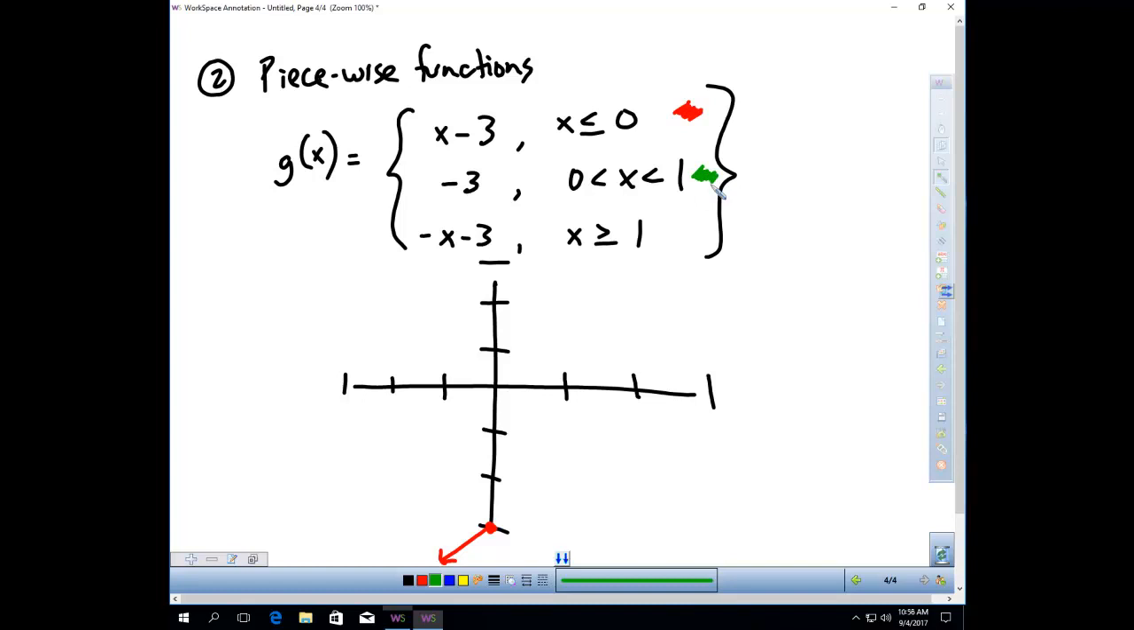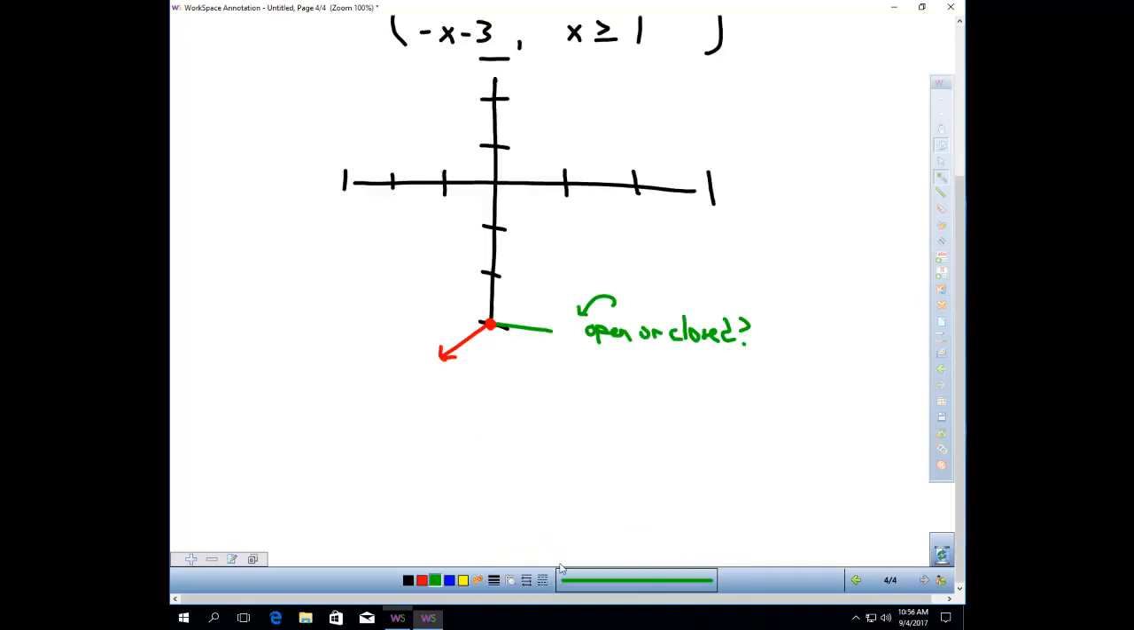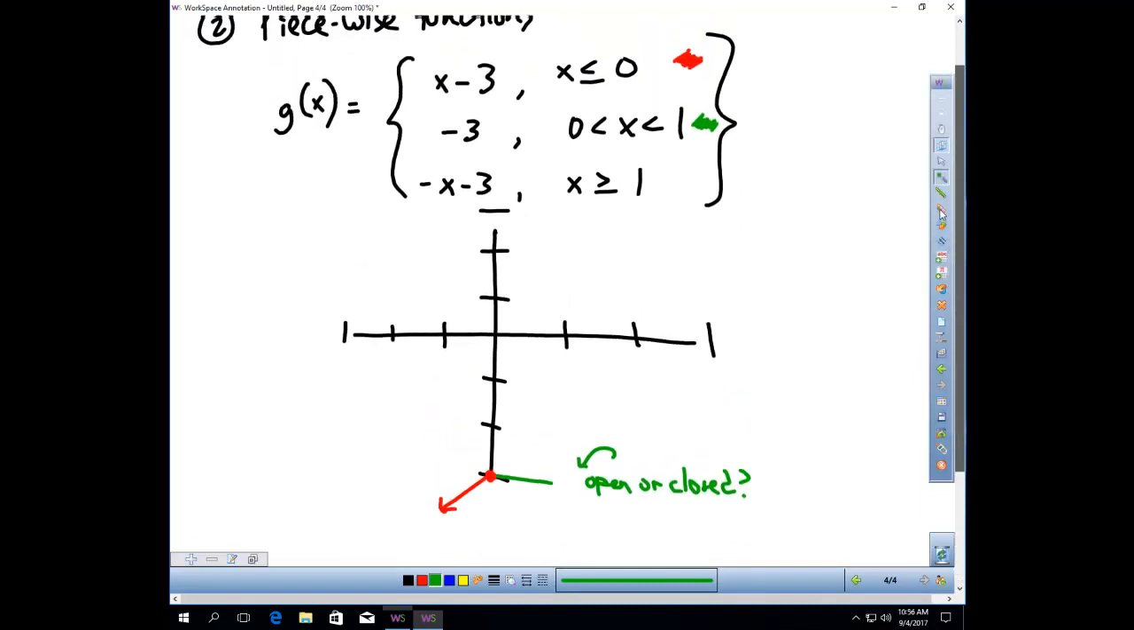From 0 to 1, it's a constant function. A constant function is just going to be a horizontal line from 0 to 1. Now, when I get to 1, it's not including that. So should that be an open circle or a closed circle? Well, since it doesn't include 1, that really should be an open circle right there. That's an open circle. It does not include that.